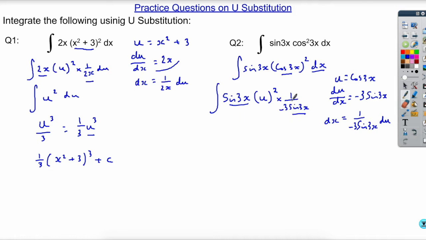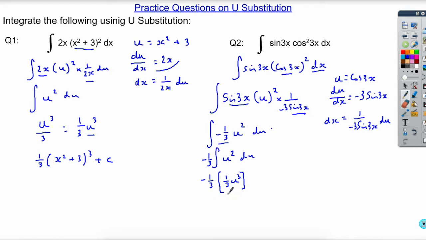So I'm just left with 1 times minus 1/3, so I end up with minus 1/3 u squared with respect to u. Any constant it's best to take out of the integral. So if I take the minus 1/3 out, I'm just integrating u squared with respect to u. So I end up with minus 1/3 times u squared integrated. We just saw on the previous one that becomes 1/3 u cubed.